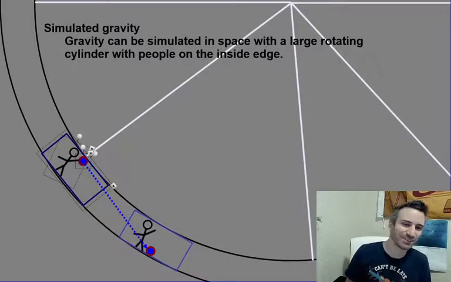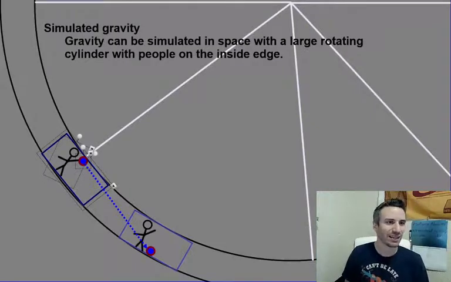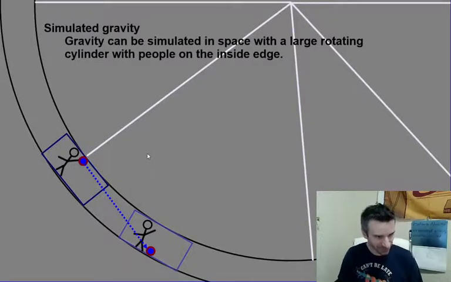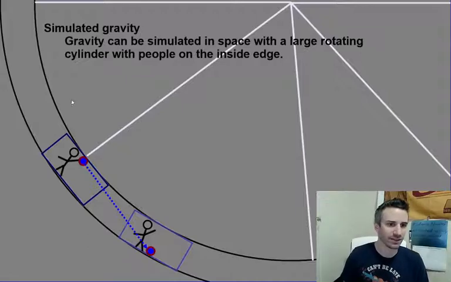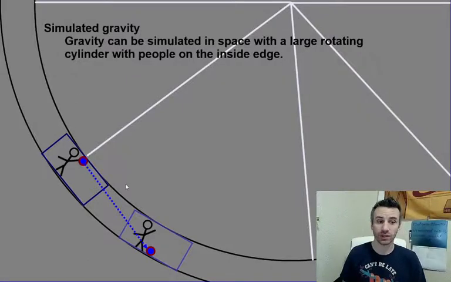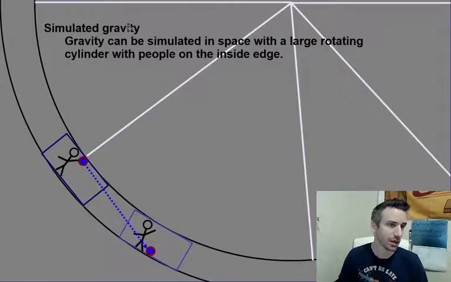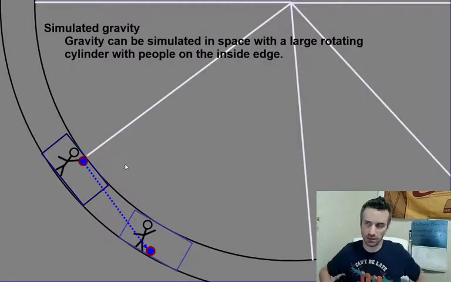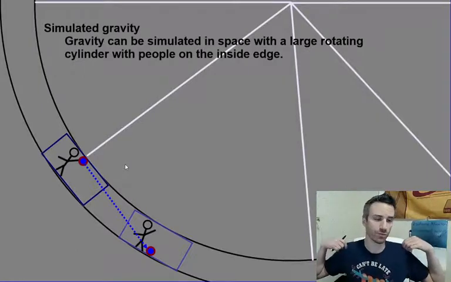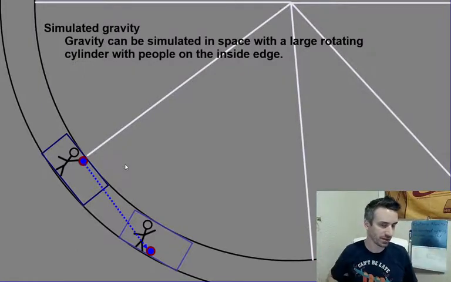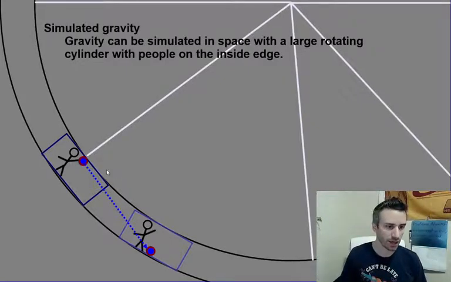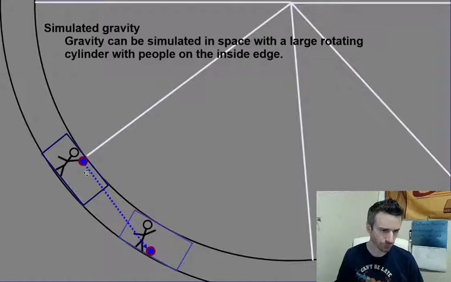So let's look at simulated gravity. In this scenario, let's pretend that this is sort of a giant Ferris wheel kind of thing, but it's out in space, so there's no gravity. So what's going to happen is we can simulate gravity, and it's done very well in a few different movies. 2001: A Space Odyssey is that classic, famous movie that was the first one to ever do it in a very good way. And here's how it works.